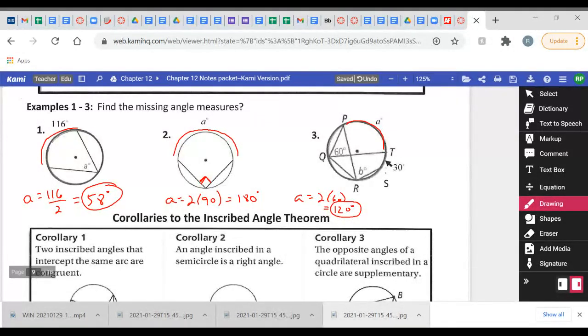And now we can see that B meets up with this arc from here all the way to here. Okay, well, if we know that A is 120 and we know this little section right here is 30, then if we add those up, we get 150 for this blue arc that I have. And angle B meets up with the circle, where this 150 arc is. And so we know that angle B is half of that 150, which is 75.